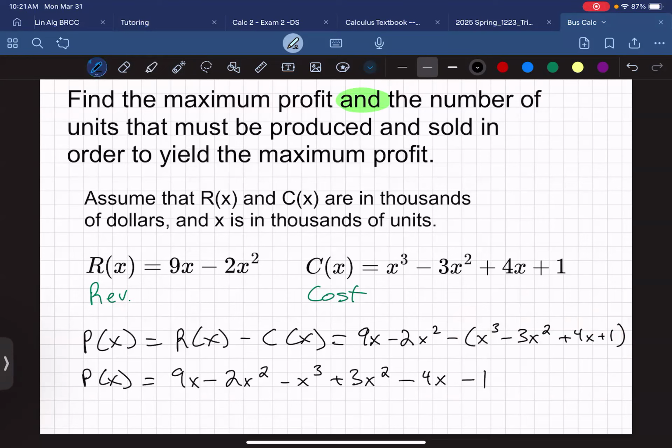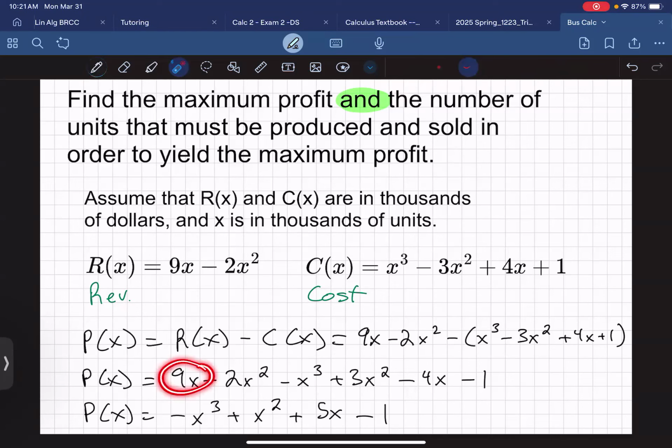You'll see there, I'll change all those signs in my cost function, and then I can combine like terms. And I'll get negative x cubed plus x squared plus 5x, and then minus 1. I'm getting that from combining these two and these two. You'll see here, these just drop down. Now that's our profit function, right? But we don't want just anything from the profit function. We want to maximize it.